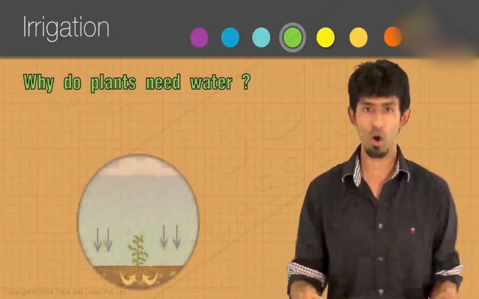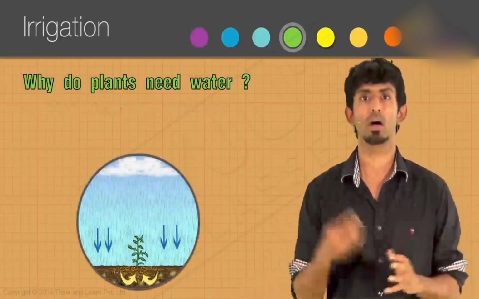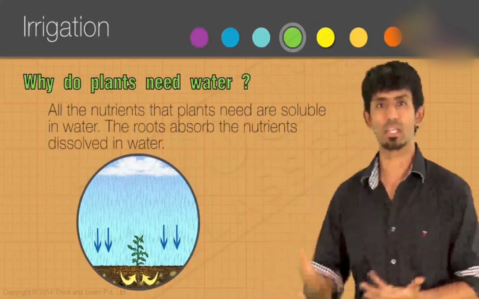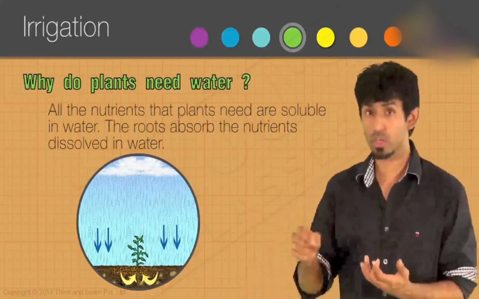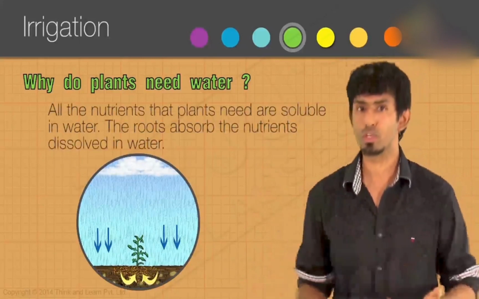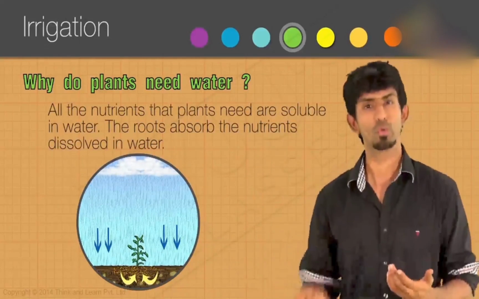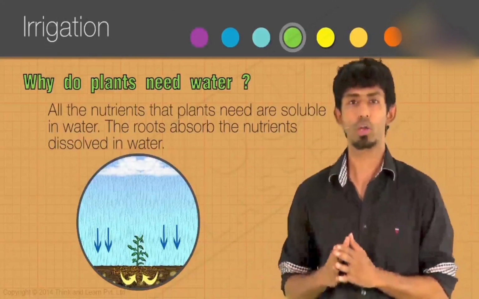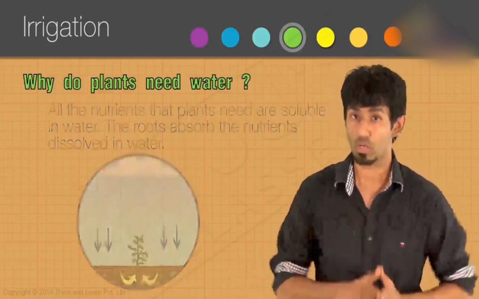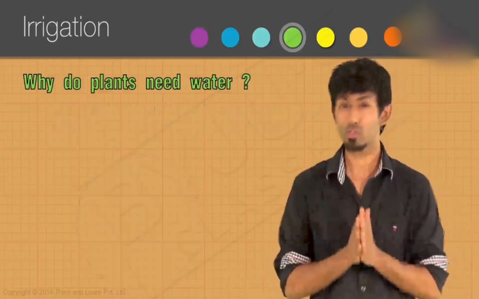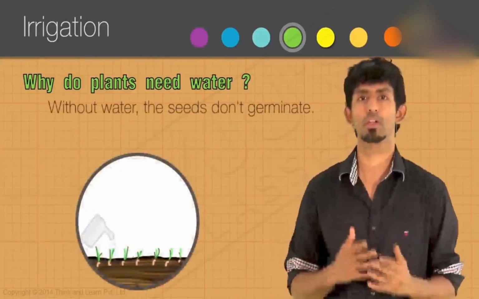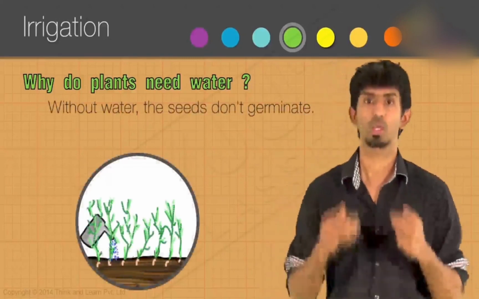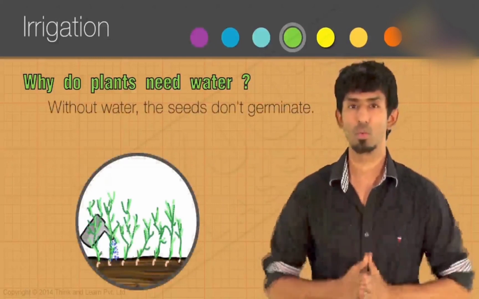One, because all the nutrients they absorb from the soil are absorbed by them dissolving in water. So the root begins to start sucking in water, and a lot of nutrients that are dissolved in water come along with it. So if there's no water, then there's nothing much that the root can do to absorb these nutrients. So most of the nutrients that plants need are soluble, or are kind of dissolved in water. So that's one reason. Which also means that even the seed won't germinate without water. So whether you want the seed to germinate or if you want the plant to absorb nutrients, you need to supply it with the right amount of water.